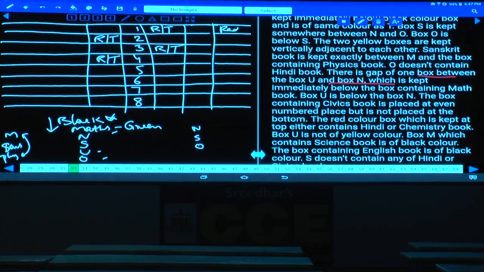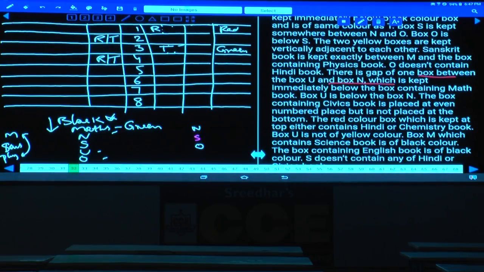Because T is what? T is green color. As T is green color, T cannot be at the top. As T cannot be at the top, then which must be at the top? R will be at the top. If R is here, then T will be at this place. And T is of which color? T is of green color. Clear now?